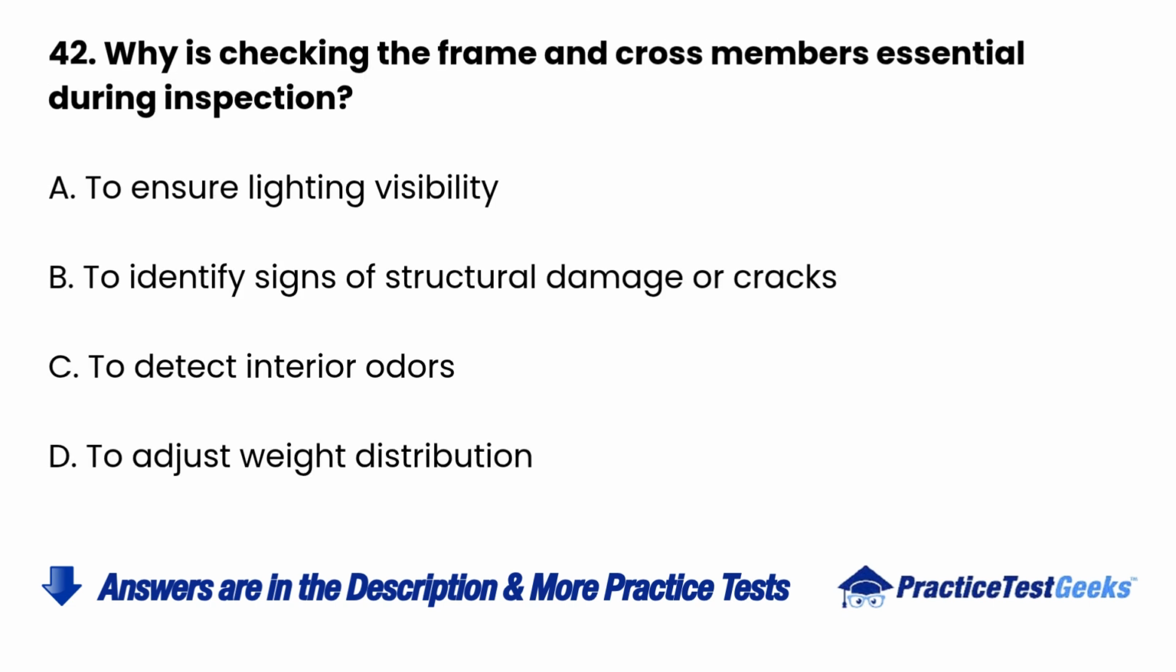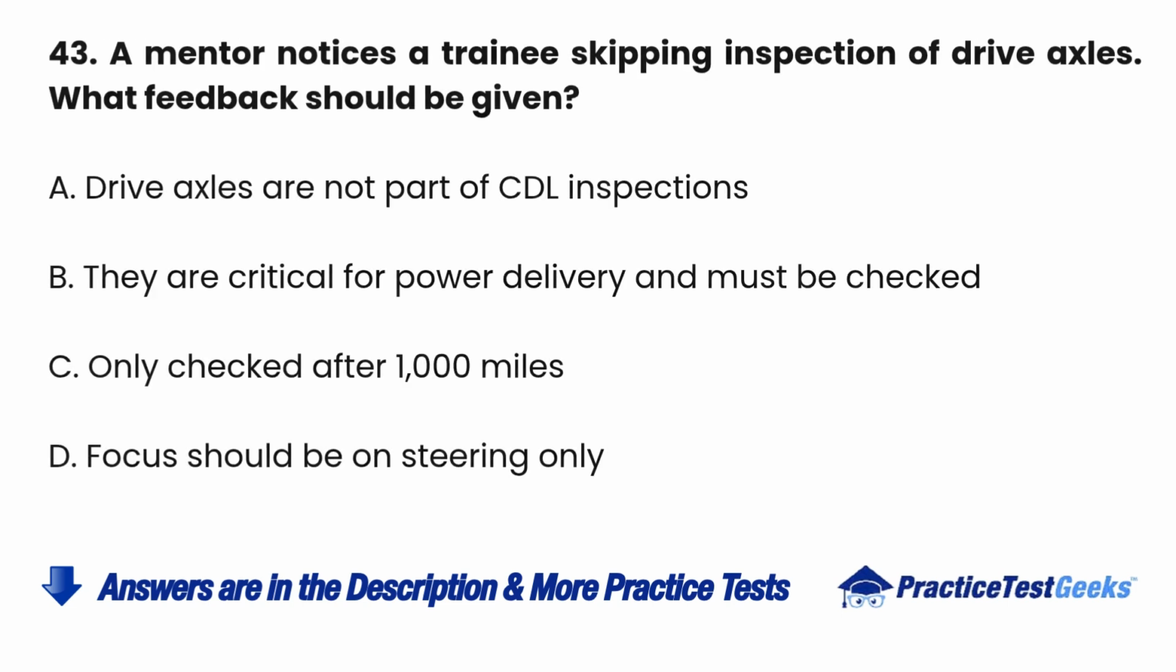42. Why is checking the frame and cross members essential during inspection? A. To ensure lighting visibility. B. To identify signs of structural damage or cracks. C. To detect interior odors. D. To adjust weight distribution.